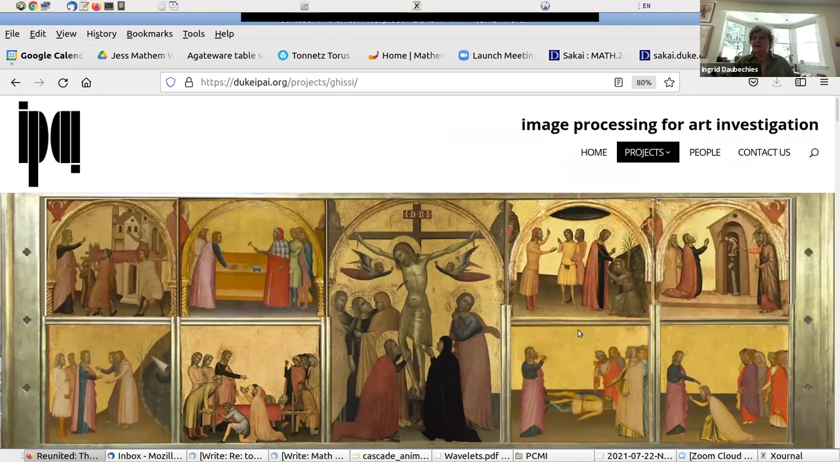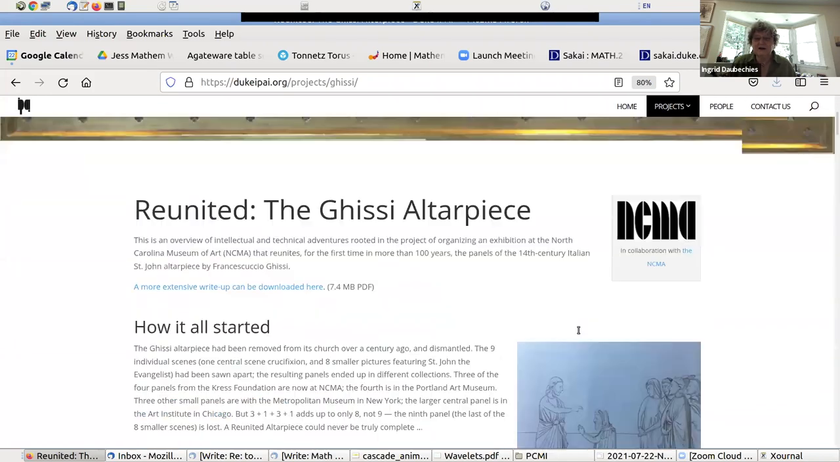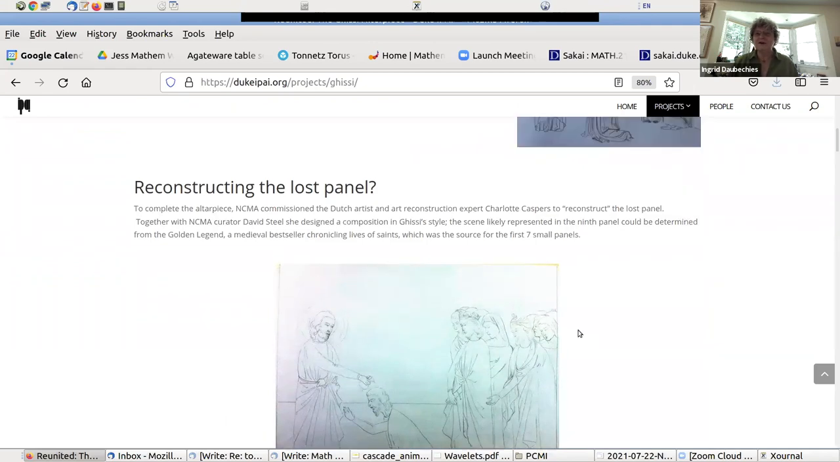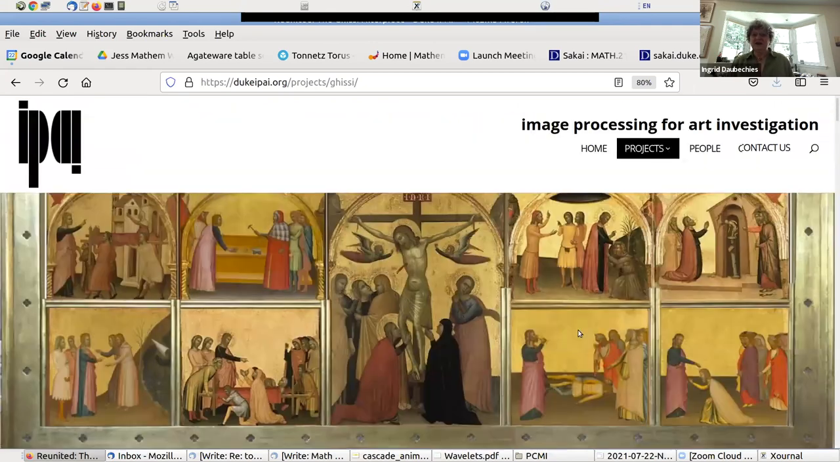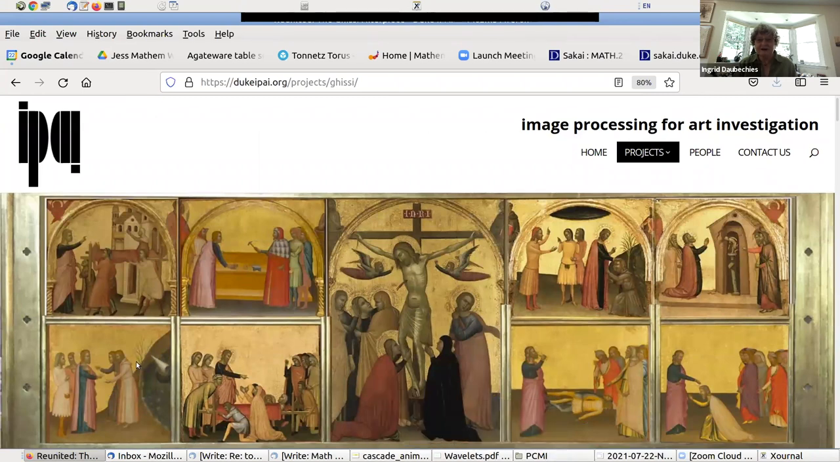We did a project with the North Carolina Museum of Art, which among its collections has several panels from an altarpiece that I'm showing you now. It's actually not a mock-up, it's a photograph of the altarpiece as it was reunited for just 6 months. The museum has in its collection three panels: the bottom left, the second from left in the top row, and the second from right in the bottom row.